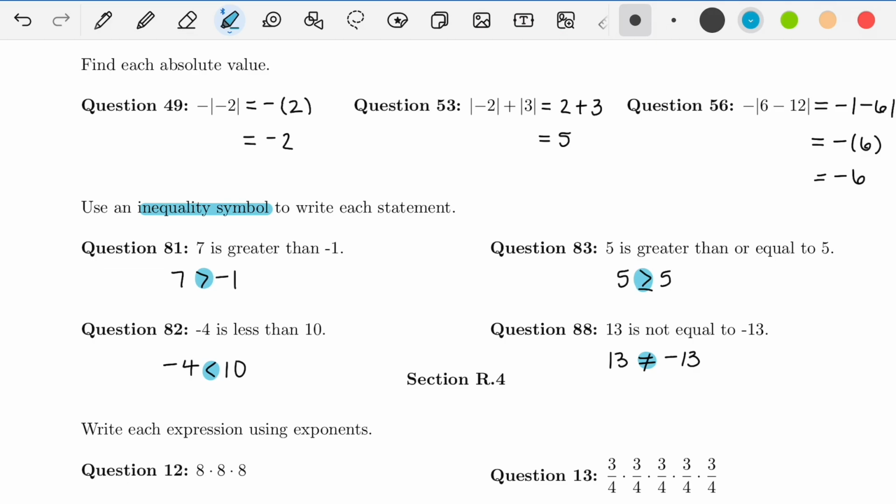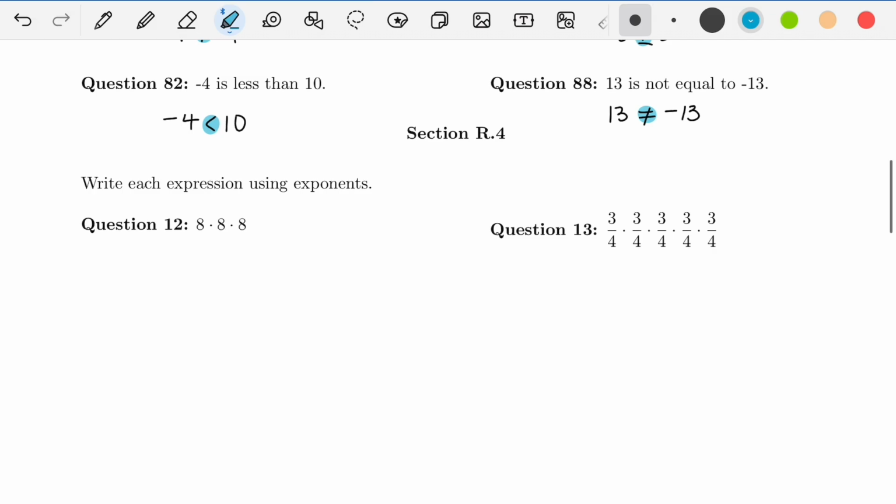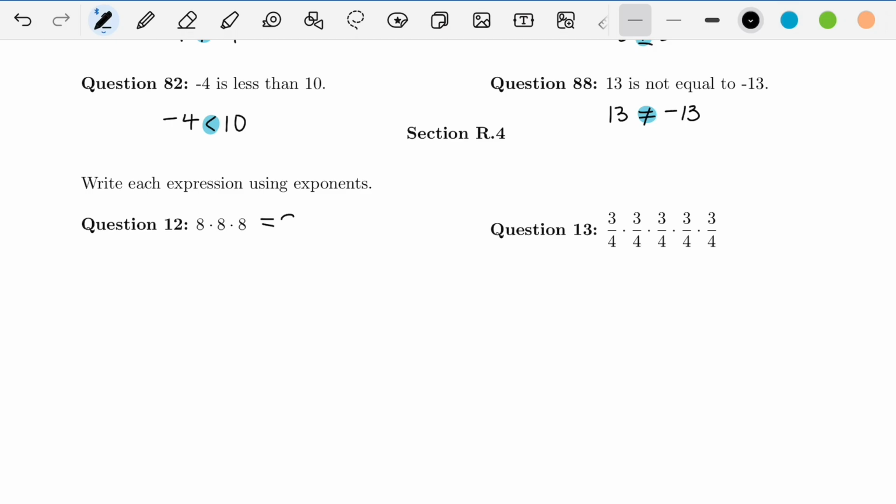All right, so now we're moving on to section R.4 here. We're going to start with using exponents. So for question 12 here, we have 8 times 8 times 8. So this is 8 times itself 3 times, and we can write this with exponents as 8 cubed. It's 8 times itself 3 times.